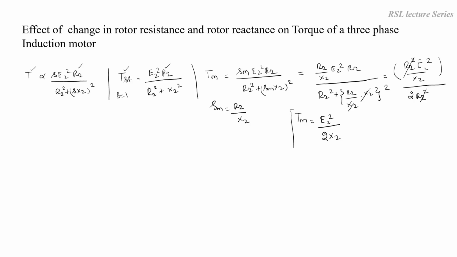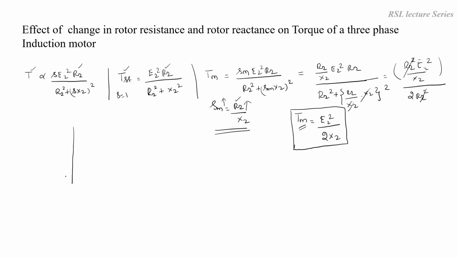So this maximum torque is independent of the rotor resistance, whereas the slip corresponding to maximum torque depends on the rotor resistance. So if the rotor resistance value is increased, the slip corresponding to maximum torque will increase, whereas the maximum torque will remain constant.